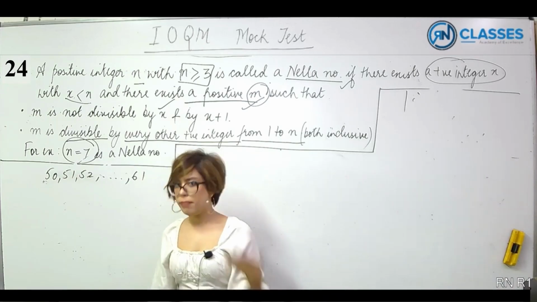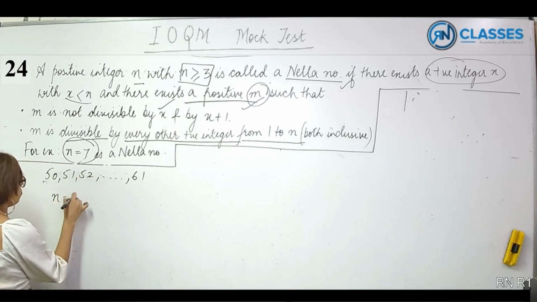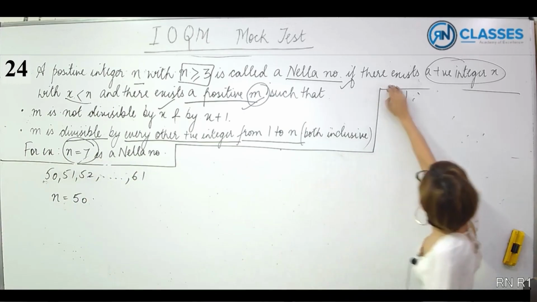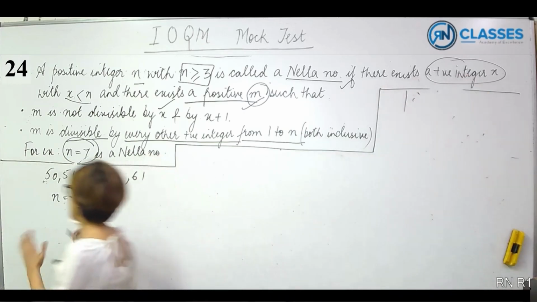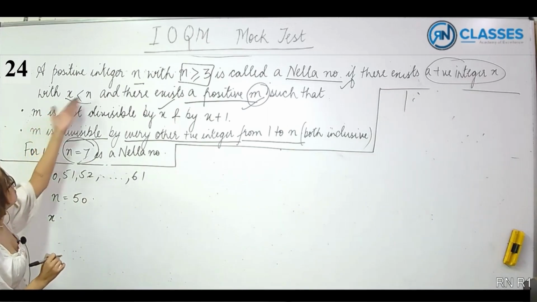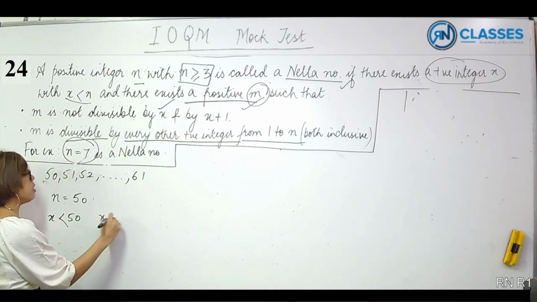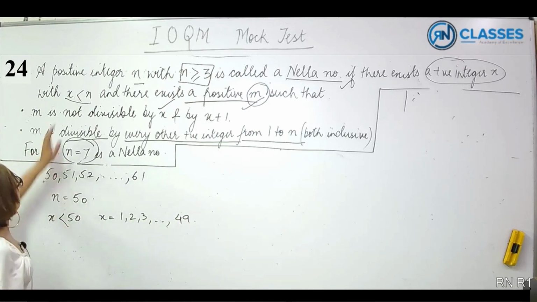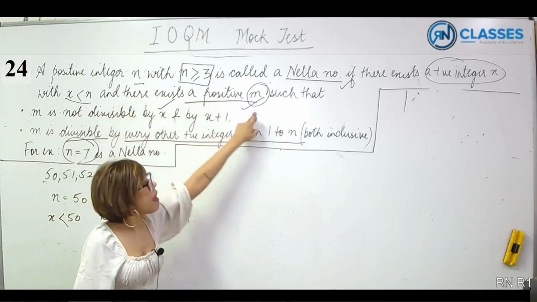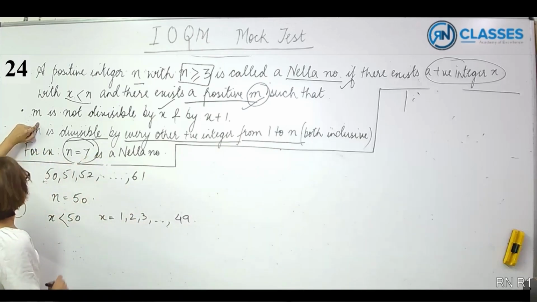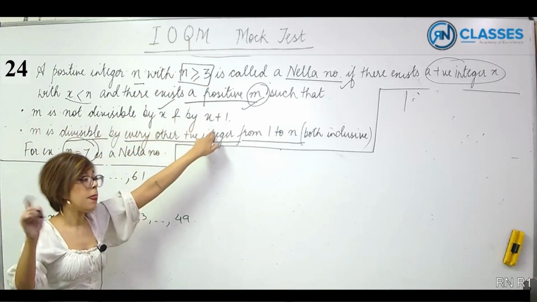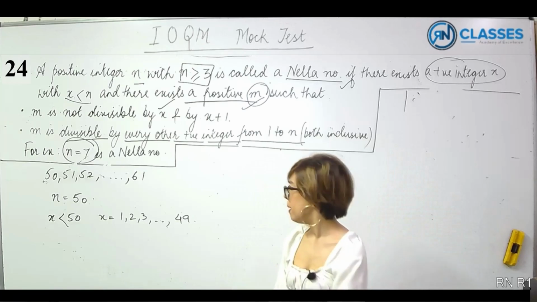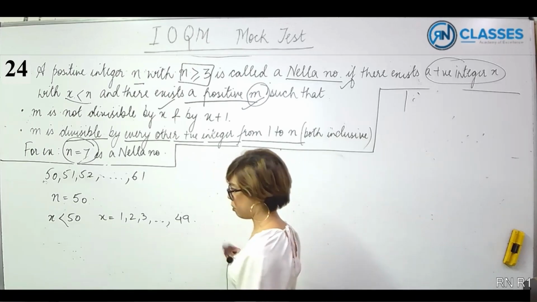So let me start with the least one. Let me take n as 50. I need to check whether n equal to 50 is a Nella number or not. For that, I need to have an existence of x. Right? Now, x should be less than n. That means possible values of x are 1, 2, 3, and so on till 40. Cool. Now, along with this, I should be able to find a positive m such that m is not divisible by x plus 1, and m should be divisible by every other positive integer from 1 to n. Right?